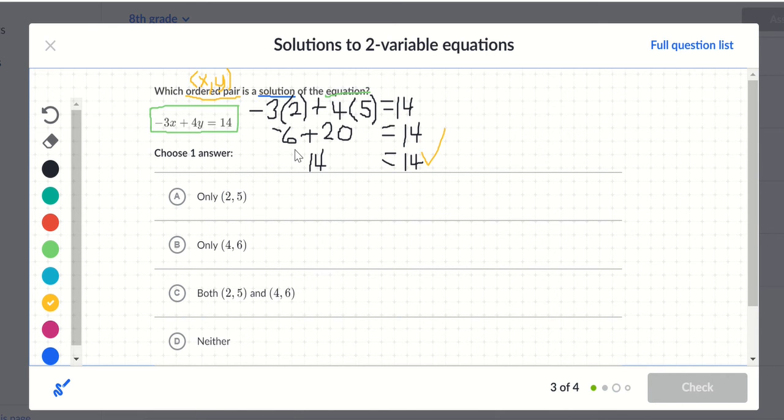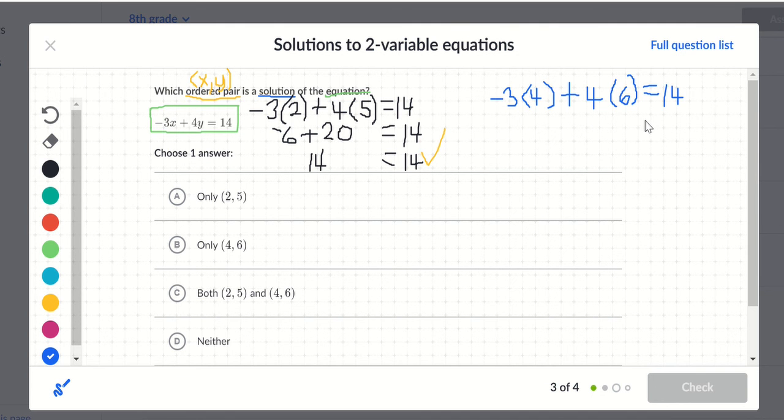Okay, but we are not done. You don't want to just say, hey, because this works, A must be the answer. We have to test out 4, 6 as well to make sure that it is not a solution, or maybe it is a solution. So let's go ahead and test it out. I'm going to take 4 and substitute it for x, and take 6 and substitute it for y. I have it here: I put the 4 in for x and the 6 in for y.